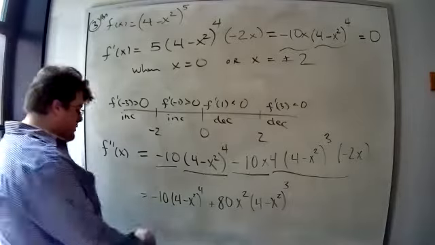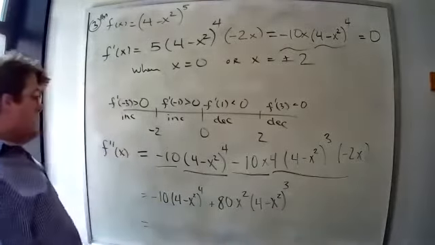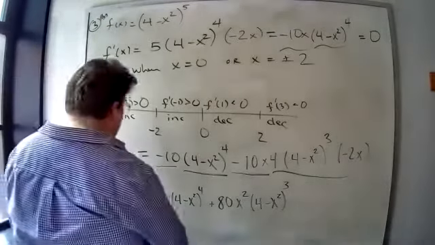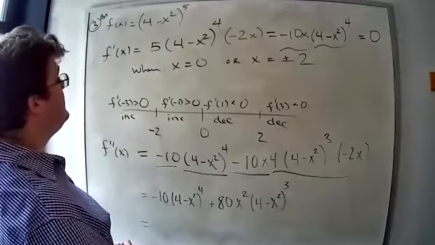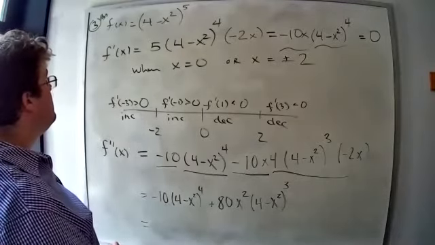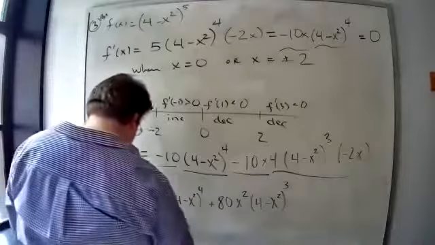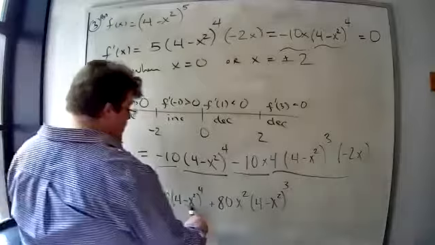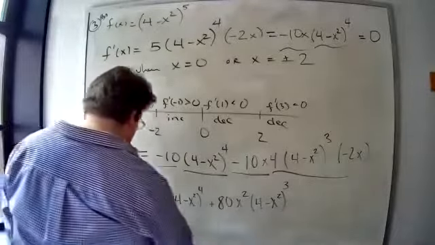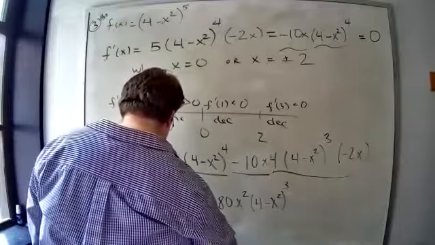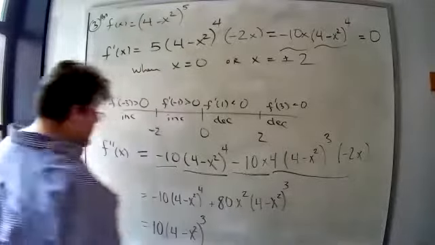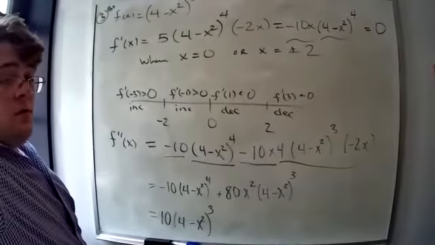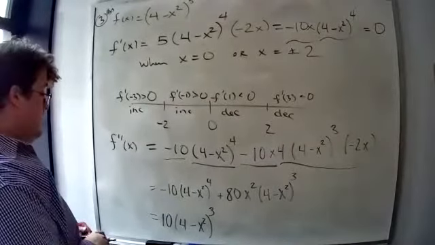I'm going to factor first because these two terms have a lot in common. What do they have in common? Well, they have a 10. I guess I'm going to have to go to the top of the board eventually. They both have a 10, but they also have 3 of these 4 minus x squareds. So I'll pull a 10 and 3 of those 4 minus x squareds off.